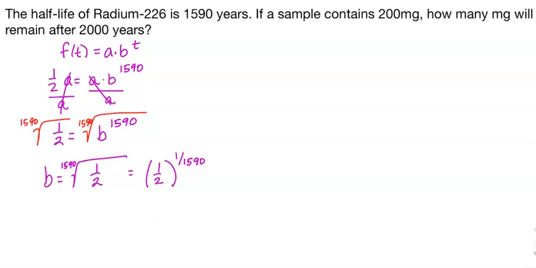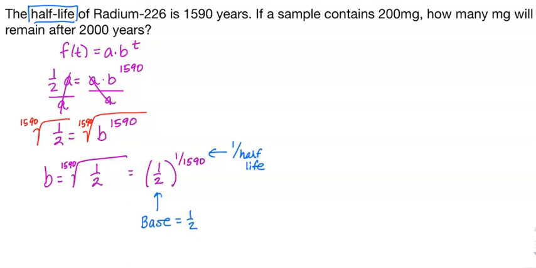It turns out this pattern will always happen when you're dealing with a half-life. Anytime you're dealing with a half-life, when you go to solve for b, the base will always be equal to 1/2, and the exponent is always going to be 1 over the half-life. So every time we're finding b when dealing with a half-life, the same pattern is going to emerge.